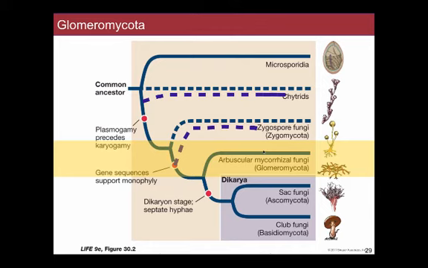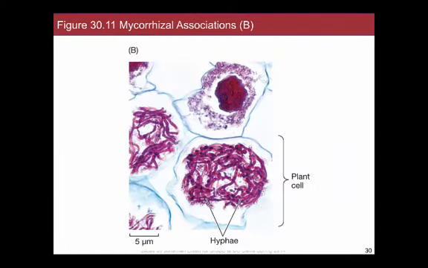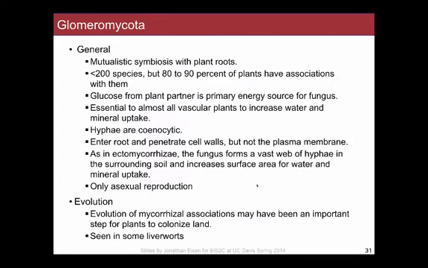The fourth group of fungi, their scientific name is the Glomeromycota. They're a type of mycorrhizal fungi called arbuscular mycorrhizal fungi. I'll show you this in a second. They basically spend a large amount of their life cycle inside of plants. They have a mutualistic symbiosis with plants in this lineage, and there are very few species that have been characterized in this group, only about 200 species total.